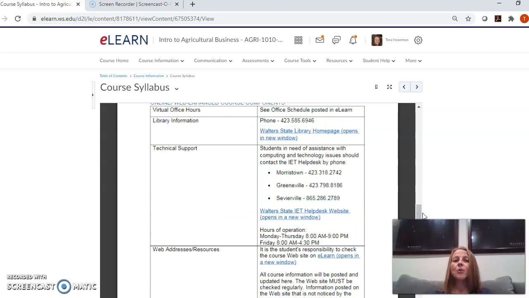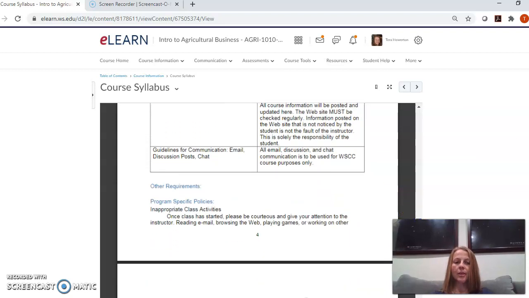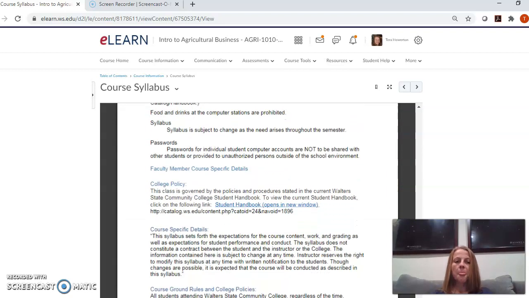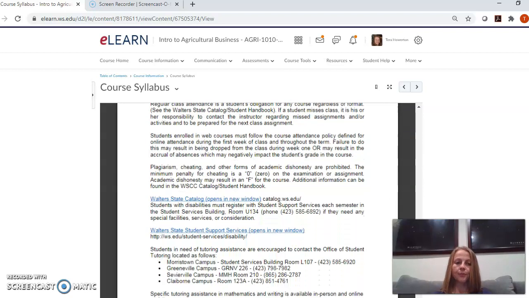First of all, if you need access to a textbook or any reference material, you may be able to find that on the library homepage. If you need help with any of your accounts or computer needs, the number for IT or technical support can be found here. If we continue to scroll down this syllabus, you will also see that there are other resources Walters State makes available to you.